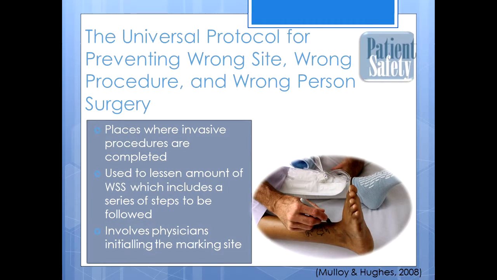The Universal Protocol for Preventing Wrong Site, Wrong Procedure, and Wrong Person Surgery was created from this summit, and it was meant to be used within any places where any invasive procedures were going to be completed. Essentially, this protocol was made to decrease the amount of wrong site surgery cases that occur, and it was made by having a series of steps, some of which include verification of patients as well as marking the correct site. Now, in order to make it even more efficient, the protocol set in place the procedure of a physician initialing the site before the patient is sedated.